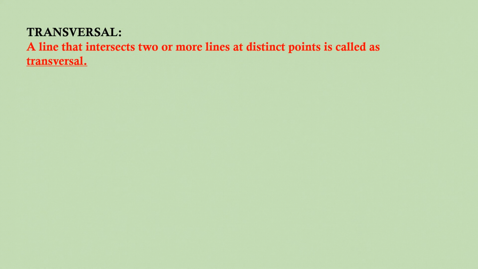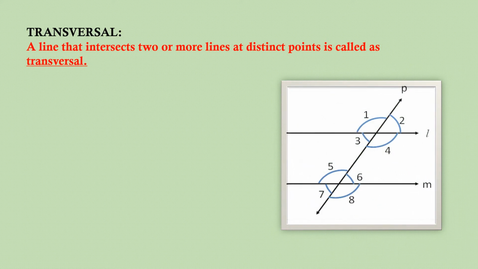Let us firstly know what we mean by a transversal. Well, a transversal is a line that intersects two or more lines at distinct points. For example, if you look at this figure, you will observe that this is a line P which is intersecting line L and line M at these 2 points. So they are different points, right? So this type of line will be called a transversal.